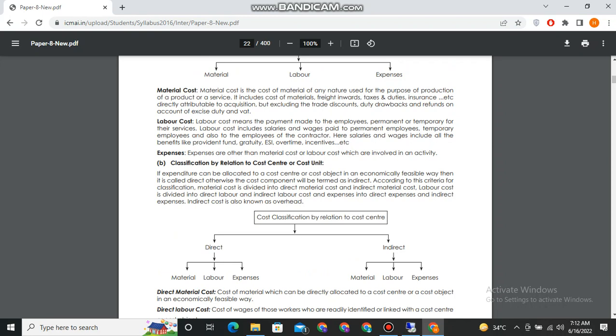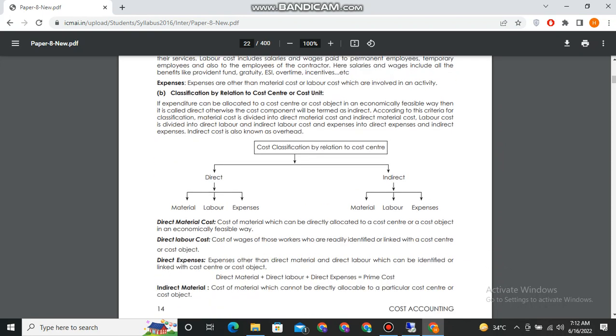According to the criteria of the classification, material cost is divided into direct material cost and indirect material cost. Labor cost is divided into direct labor and indirect labor cost, and expenses into direct expense and indirect expense. Indirect cost is also known as overhead.